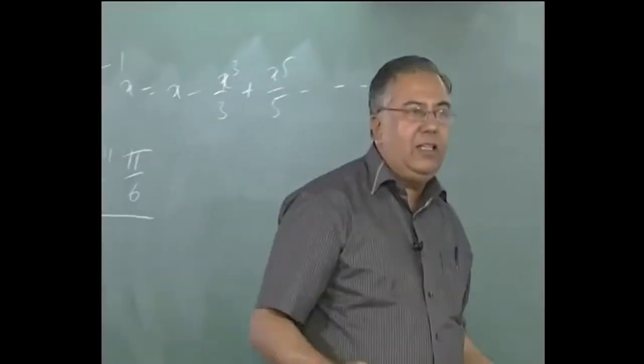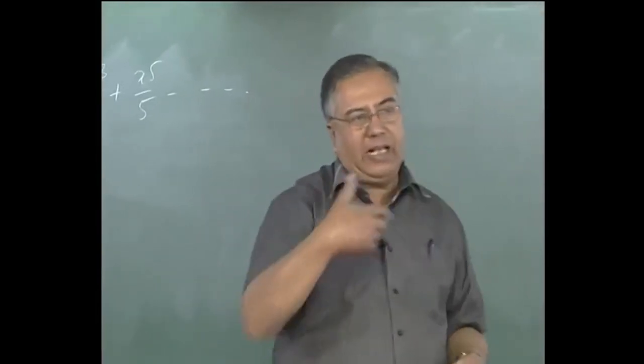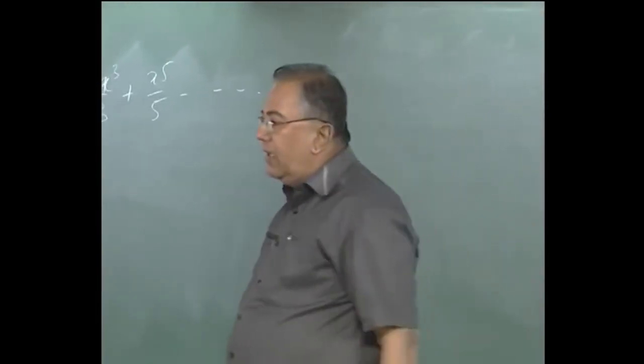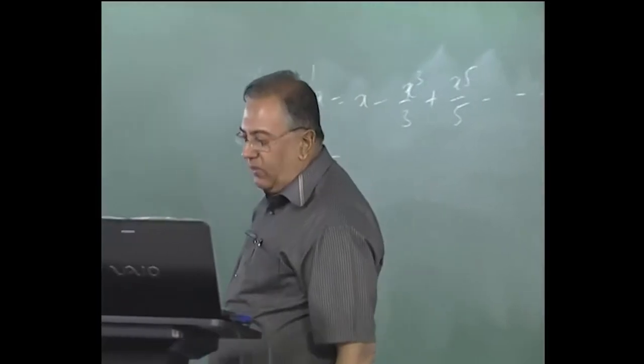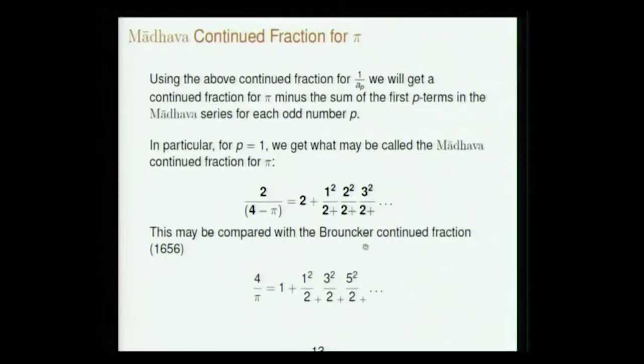So, from that series, you can immediately go, once you have the correction terms written as a continued fraction. And just for comparison, I think in 1656, again Lord or Viscount Brouncker, whose name is already familiar to us in the context of the Varga Prakriti or the Pell's equation, he gave a continued fraction. Wallis had an infinite product which Lord Brouncker converted into a continued fraction.